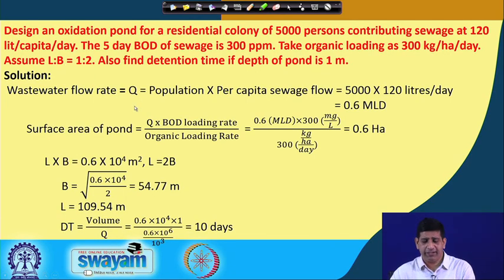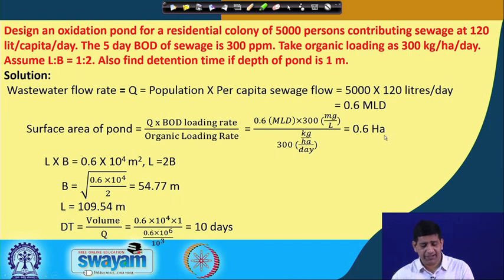So, the wastewater flow rate is 120 liters per capita per day multiplied by 5,000. So, we get around 0.6 MLD. Now, the surface area that will be required is whatever is the flow multiplied by the BOD loading rate, divided by the organic loading rate. So, how much it can basically take. So, you need a surface area of around 0.6 hectare.